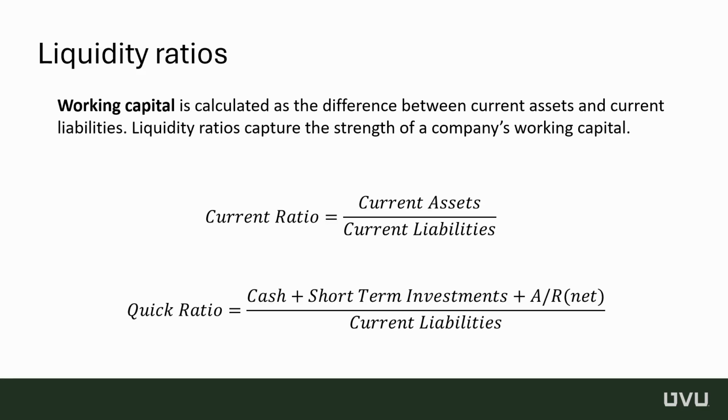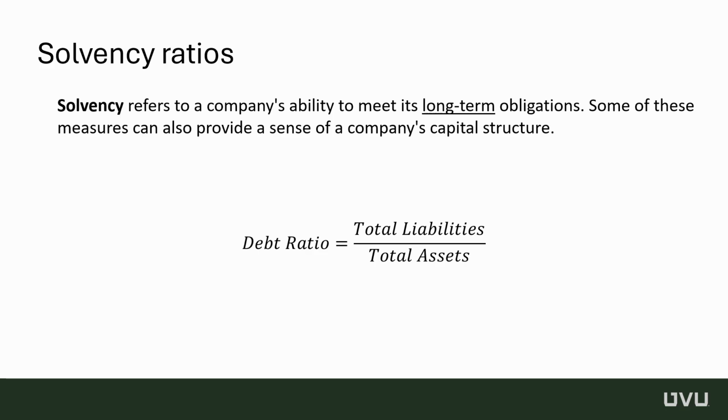And why exclude those two? Well, one, inventory has to be sold first, and prepaid expenses get consumed rather than converted to cash. So the quick ratio is asking a tougher question. Using just the assets that are basically cash or close to it, can you cover what's due? It's a higher hurdle to clear. Now let's switch over to solvency.